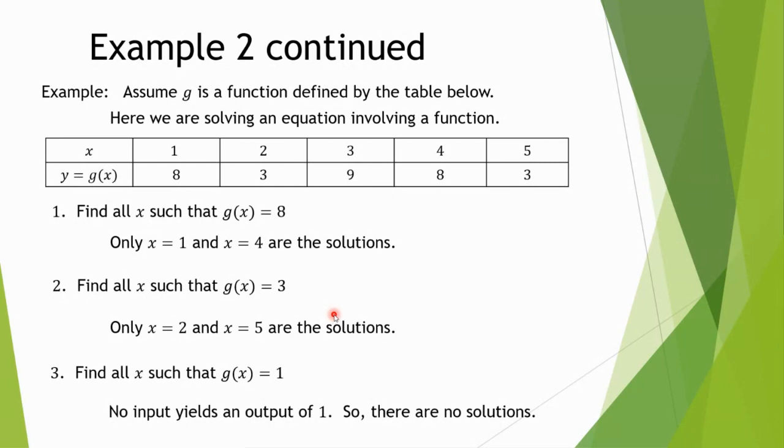Okay. Here, we're going to solve an equation involving a function. Now here, what we're going to do, we're going to find all x here such that g of x equals 8. So we want to know what inputs, what x values give us 8 in the function. So here, we have to look at the table, of course. So here we have an 8. We have the output is 8. So what's the x value? 1.